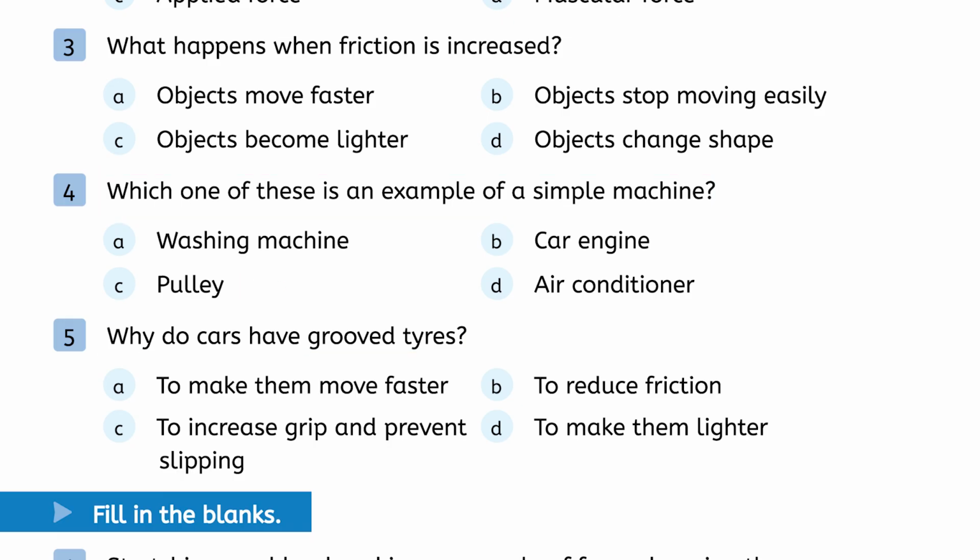Fifth, why do cars have groove tires? Option A, to make them move faster. Option B, to reduce friction. Option C, to increase grip and prevent slipping. Option D, to make them lighter. And the right option is C, to increase grip and prevent slipping.